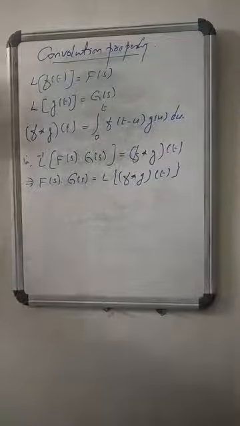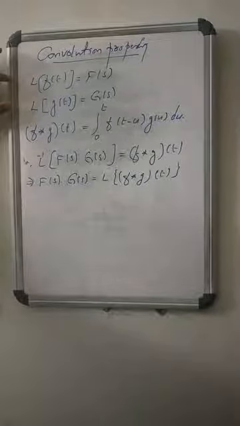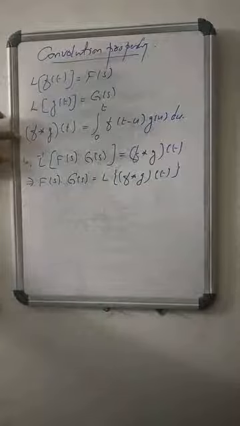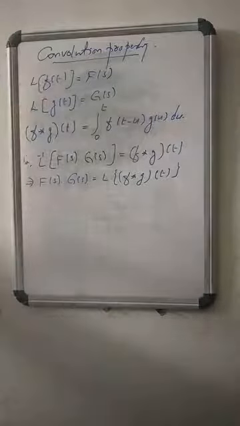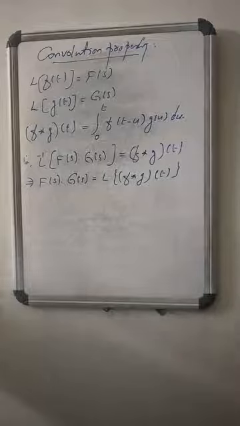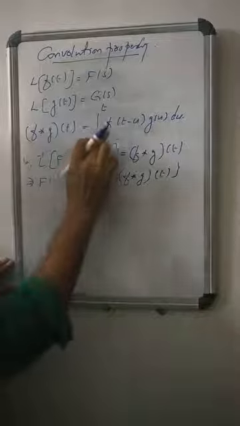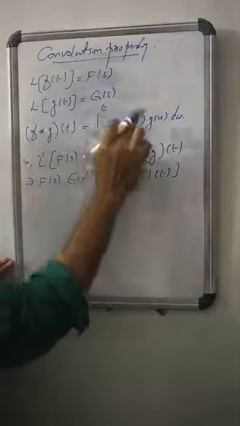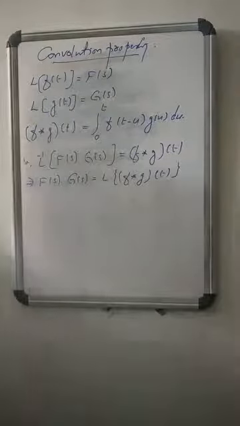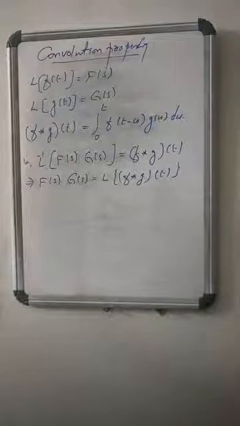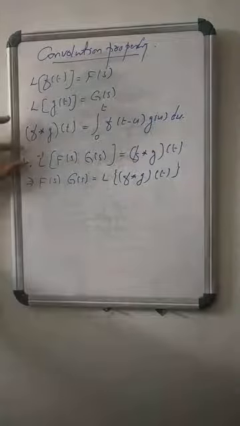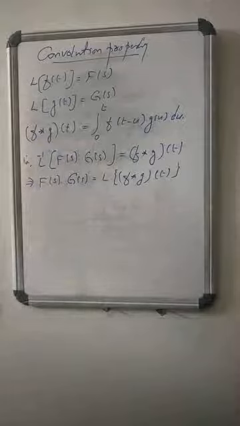So this is important. If f of t and g of t are any two functions, then their convolution is defined as f star g of t equals integral 0 to t f of t minus u g of u du. That is, L inverse of F of s into G of s is nothing but integral 0 to t f of t minus u g of u du. It means the convolution is nothing but the inverse Laplace of the product F of s and G of s.